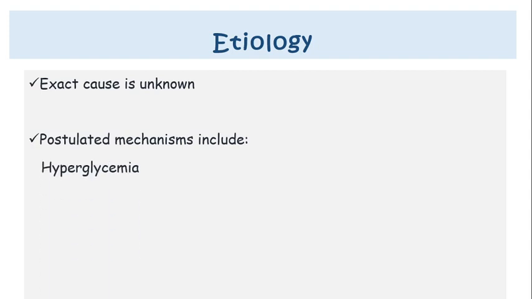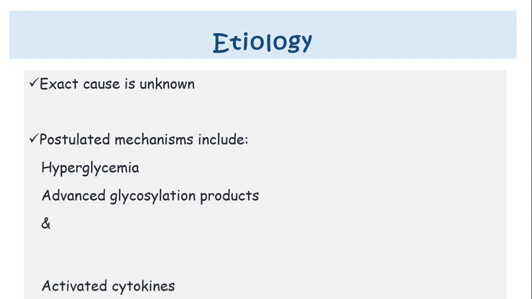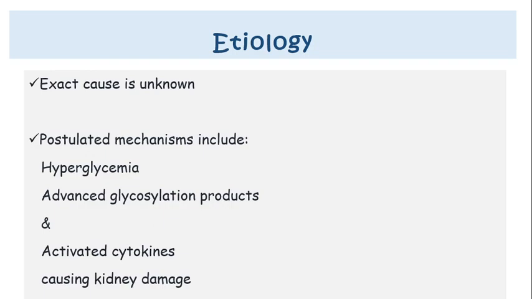So now we'll see the etiology. The exact etiology is not known, but these are the postulated mechanisms they have come up with to show how diabetes damages the kidney. So they think hyperglycemia, that is increased blood glucose, increased amount of glycosylated products in blood, and activation of cytokines, all these cause damage to the kidneys in diabetes mellitus. So now we'll see how it is diagnosed.